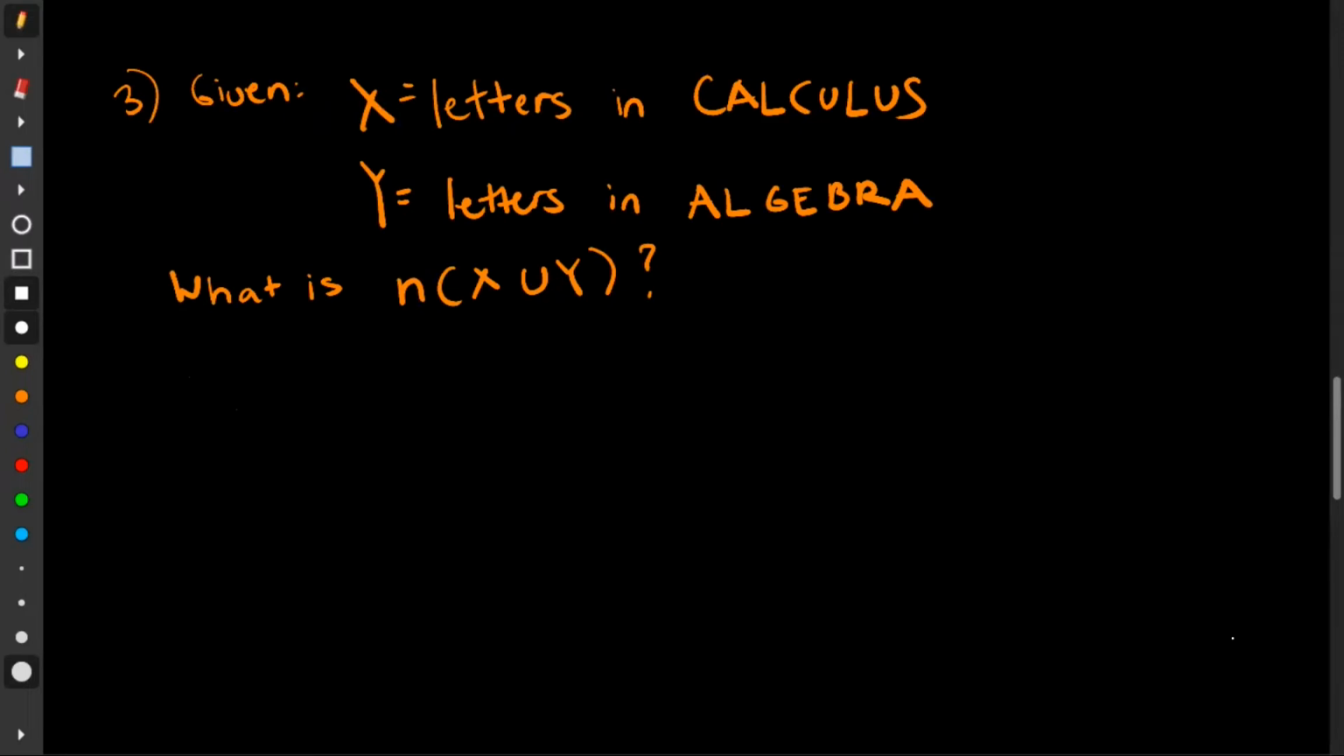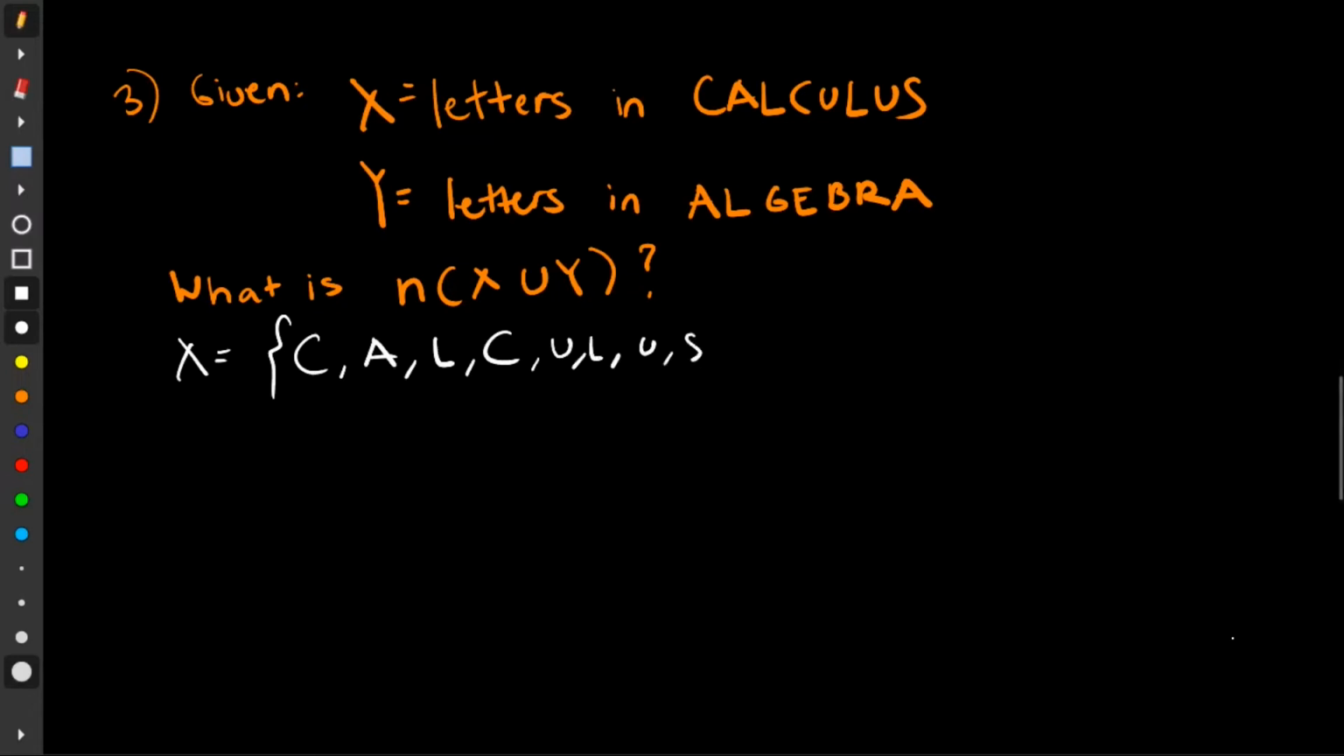Now for our third example, given the set X, which refers to the letters in calculus, and Y, which is the letters in algebra, what is the cardinality of their union? So first we note that set X refers to the letters in calculus, that's C, A, L, C, U, L, U, S. But note that we will remove the repeated letters C, L, and U, since they are redundant, as we already have C, L, and U.